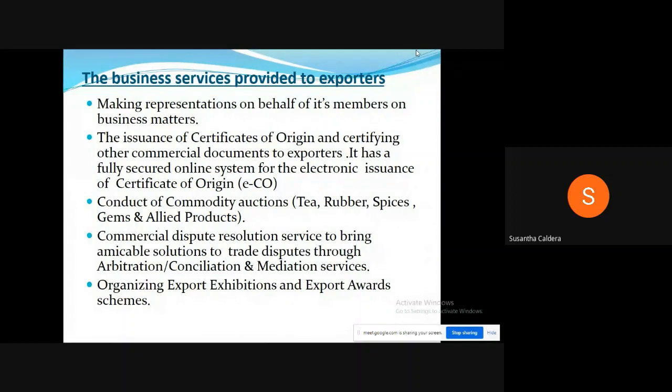Commercial dispute resolution service to bring amicable solutions to trade disputes through arbitration, conciliation and mediation services. Organizing export exhibitions and export award schemes. Right? Export exhibitions.